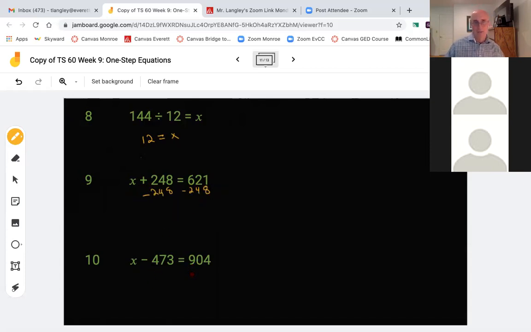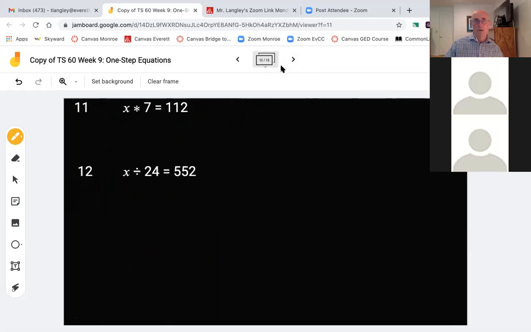X minus 473 equals 904. Opposite operation would be to add 473 to cancel that out. So add 473 to this side here. This is a plus here, okay? And you can solve it from there. I hope you're starting to get this. I hope it's starting to kind of make sense.